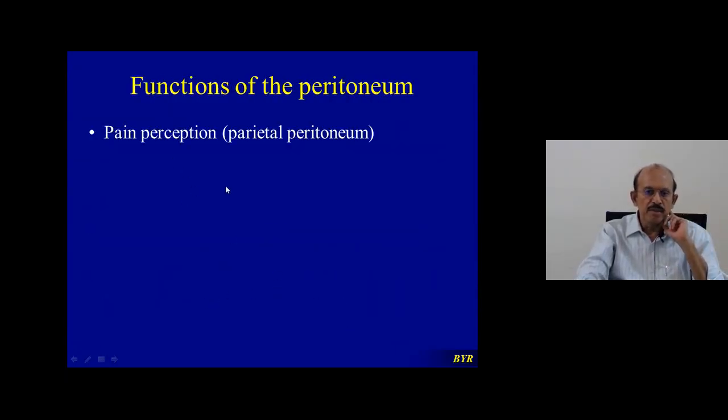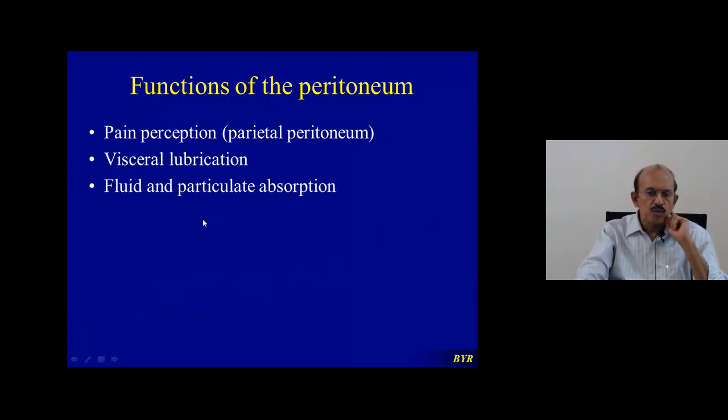Functions of the peritoneum: pain perception by the parietal peritoneum, visceral lubrication, fluid and particulate absorption. If any fluid comes out of the bowel loops by transmigration across the bowel wall, not through a perforation but by transudation, because of some hemodynamic or fluid dynamic changes, the fluid exudes into the peritoneal cavity. That will be absorbed.